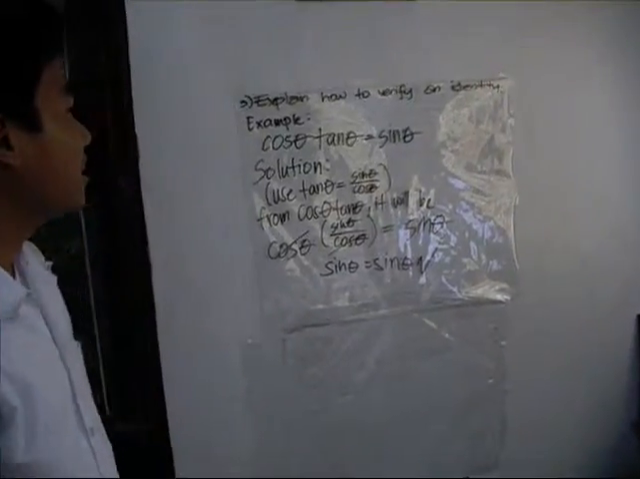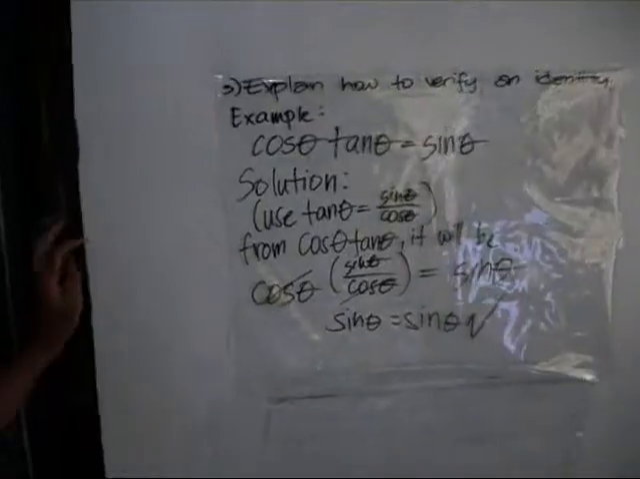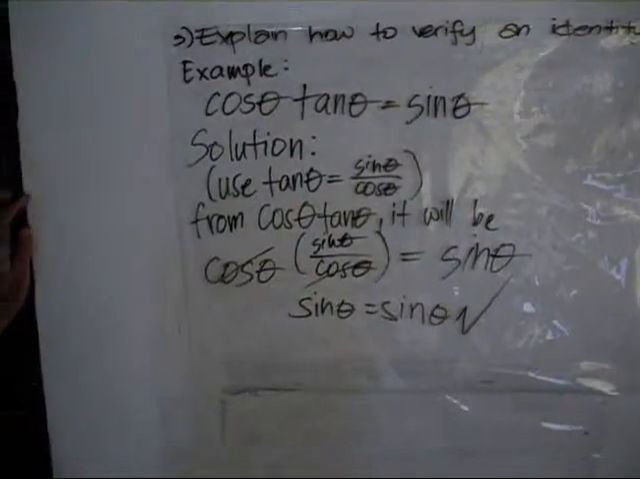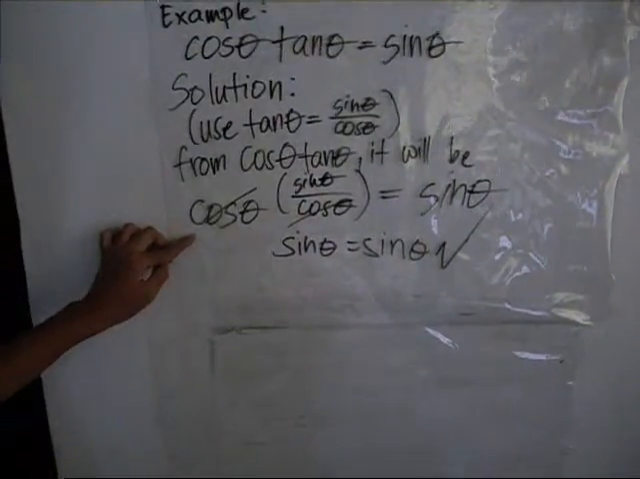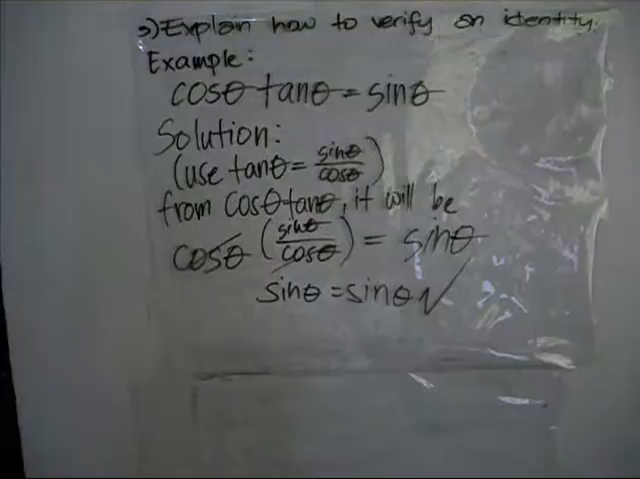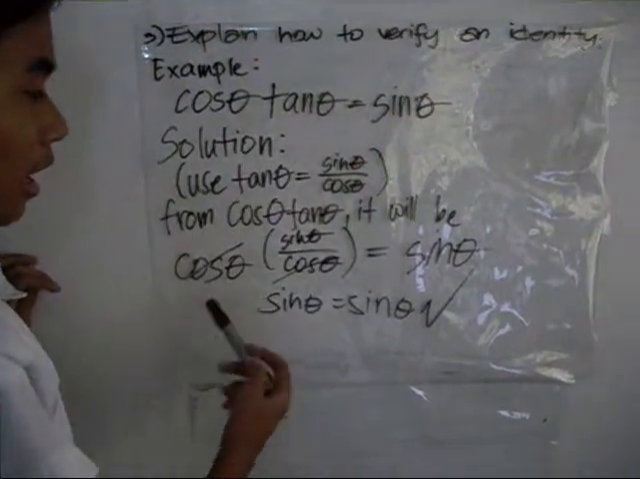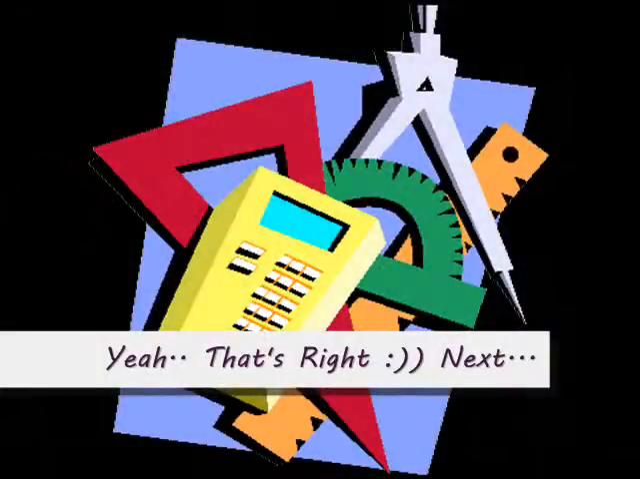cosine theta tangent theta equals sine theta. Solution, use tangent theta equals sine theta over cosine theta. From cosine theta tangent theta, it will be cosine theta parentheses sine theta over cosine theta. We will cancel the cosine theta and it will be sine theta. Sine theta equals sine theta is correct.